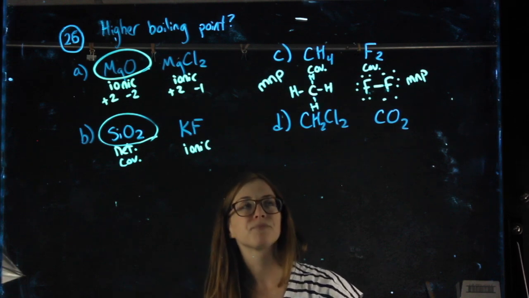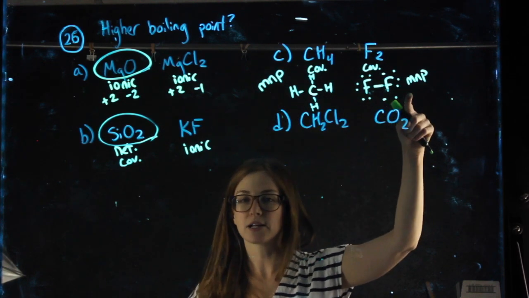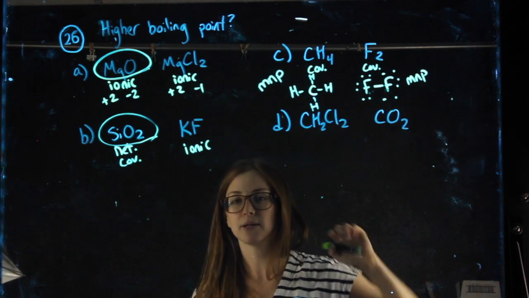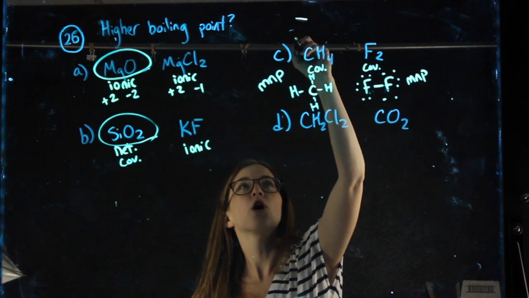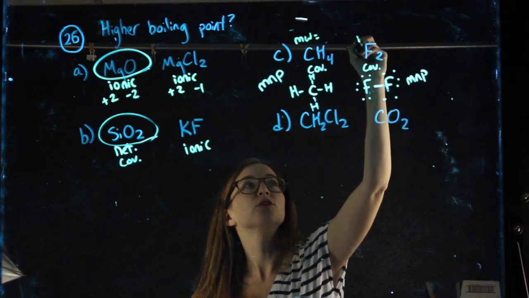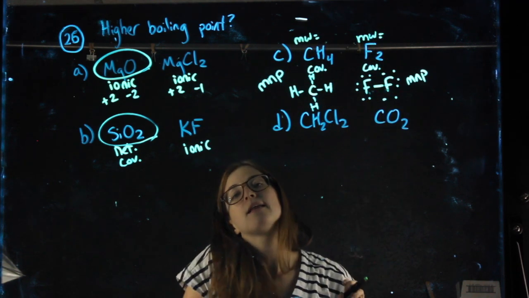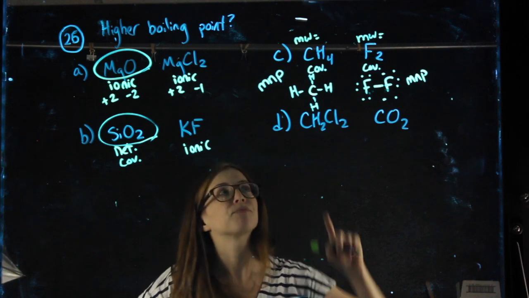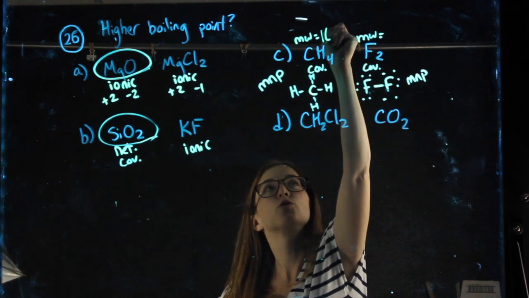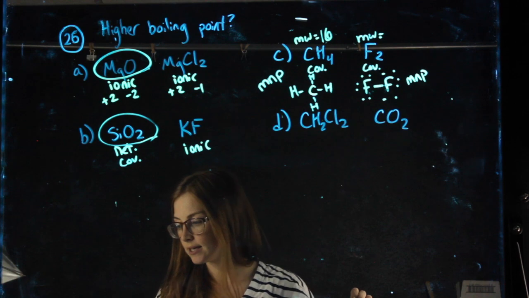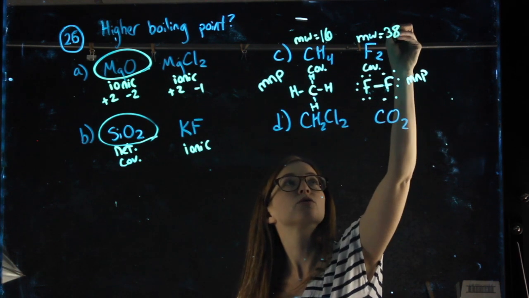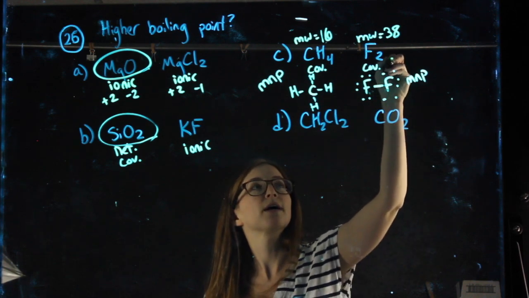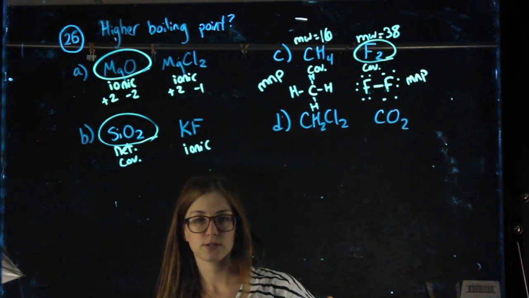What do we do from here? To compare 2 molecular nonpolars, look at molecular weight. It's a shortcut, but it works. The larger the molecular weight, the stronger the force, therefore the higher the boiling point. Molecular weight of CH4 is 12 plus 4, so 16. Molecular weight of fluorine is 19 times 2, so 38. Larger molecular weight, stronger force.